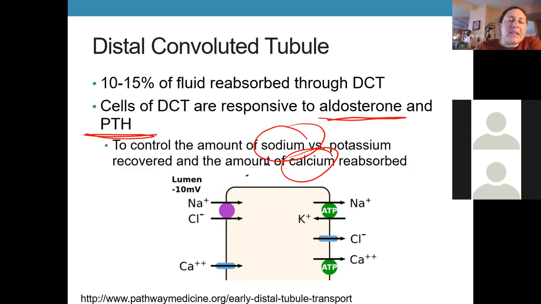When we absorb more sodium, we end up leaving more potassium behind. And if we don't absorb as much sodium, we'll end up picking up more potassium. So there's a trade-off here between sodium recovery and potassium recovery.